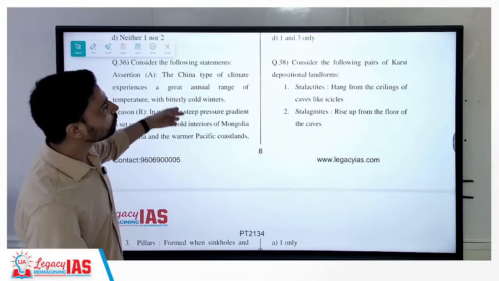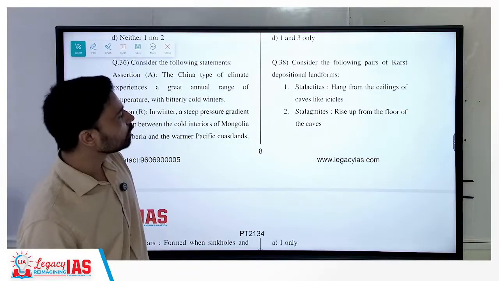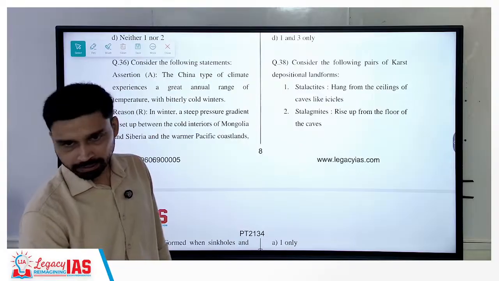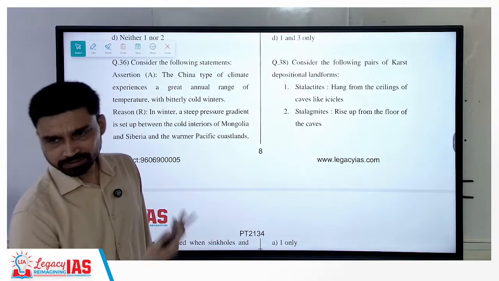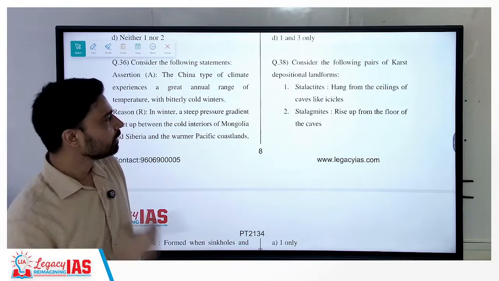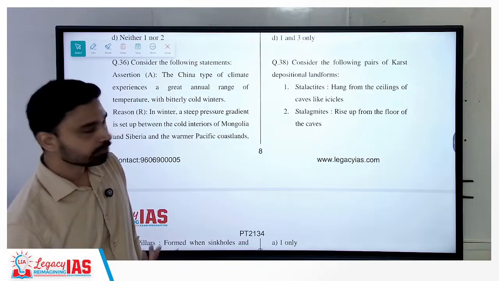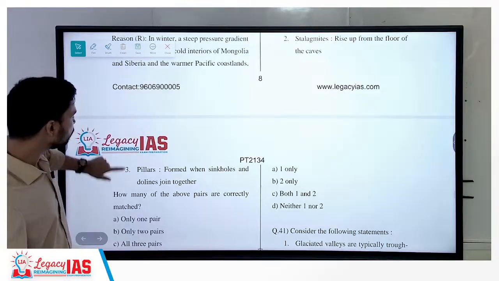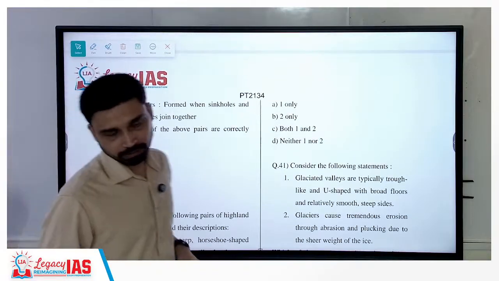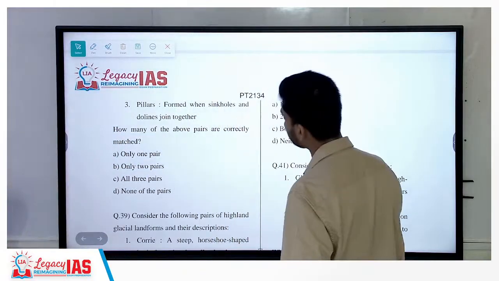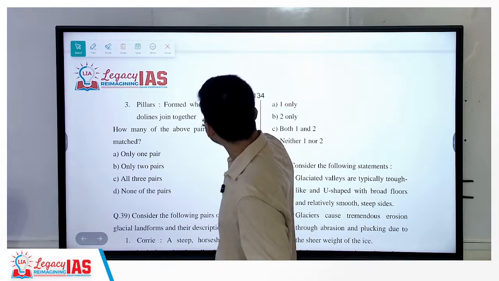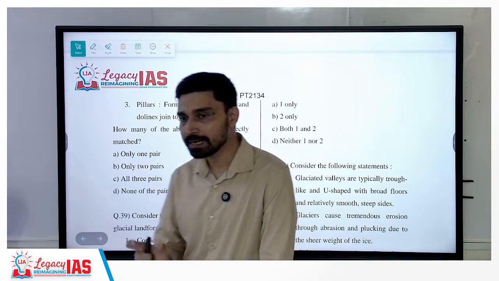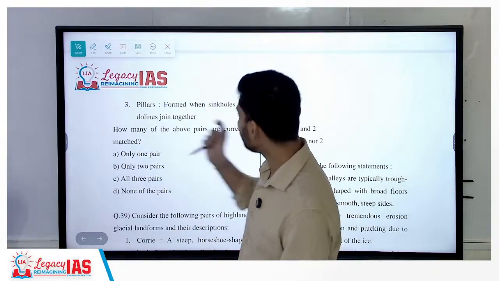Consider the following pairs of karst deposition landforms. Karst is limestone areas. Stalactite we discussed already, hanging from the ceiling. Stalagmite rising from the floor. And I told you in the last class also, if both of them join, what do they form? Pillars. So all of these three are correct, no, sorry, 3 is wrong. Pillar is when a stalactite and a stalagmite meet. That is when they create a pillar.